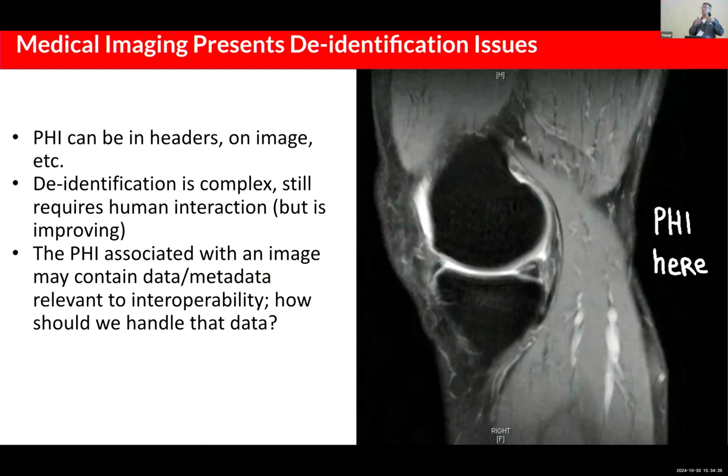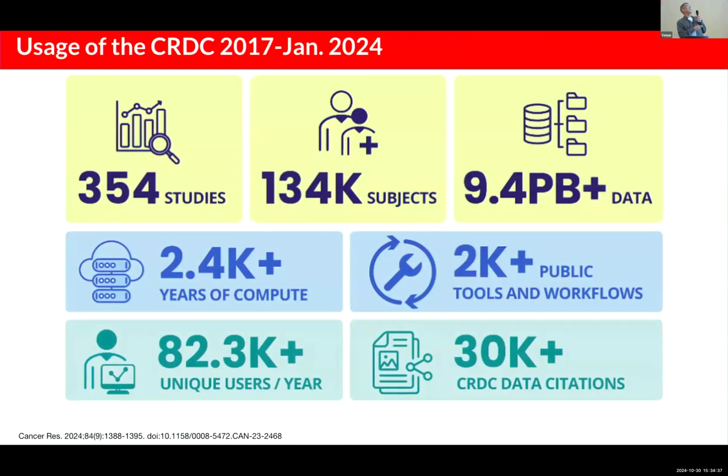Good news is the new algorithms are getting much better. They're now at 99.5% efficiency at removing information from the images themselves. Is it being used? Yes. And so these are just some of the statistics from earlier this year. There's almost 10 petabytes of data within the Cancer Research Data Commons as a whole. Of that, about 170 terabytes is imaging data in the form of MRIs, CTs, and X-rays, and now a little bit of digital pathology. People are using this, over 2,000 years of compute time, and 82,000 unique users.